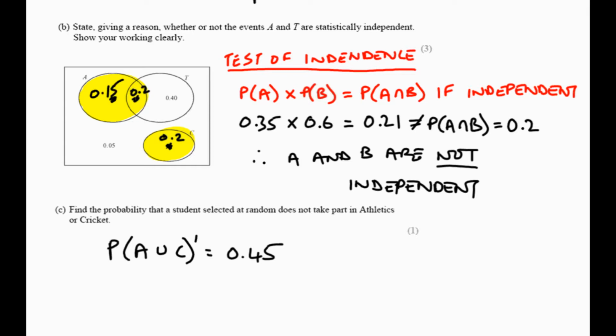Setting it out like this, potentially highlighting or redrawing the Venn diagram, clarifies exactly what you're thinking of, and that will be worth all your marks.